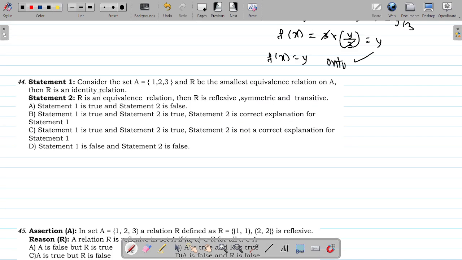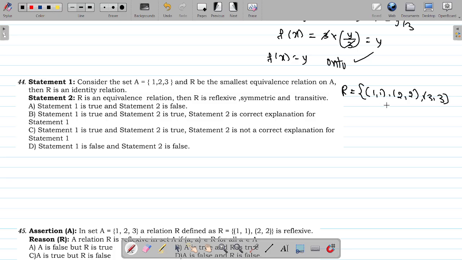Next, statement 1. Consider the set A = {1, 2, 3} and R the smallest equivalence relation on A. Then R is an identity relation. They are asking for the smallest equivalence relation, right? We know identity relation. What is identity relation? If every element of the set A is related to itself, then it is called identity relation. No other pairs should be present over there, right? So (1,1), (2,2), (3,3).